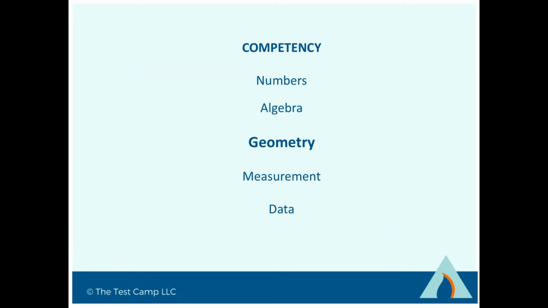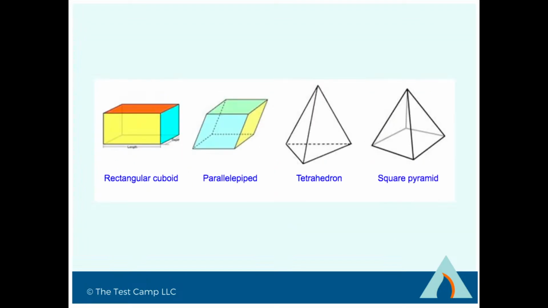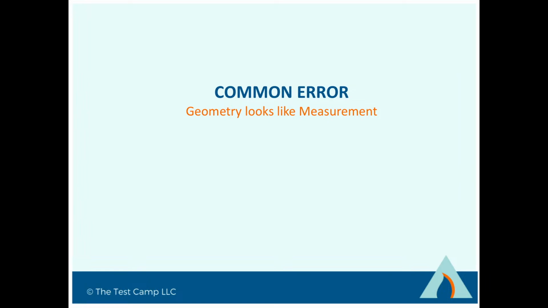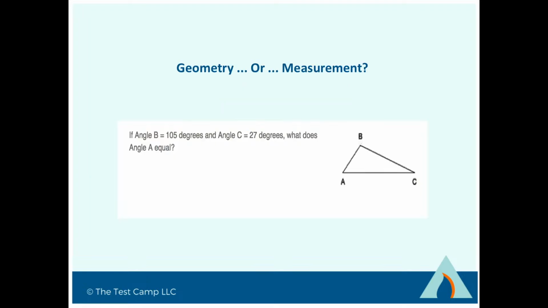The third competency is geometry, which, as you know, can be thought of as shapes. Here are some examples of two-dimensional shapes. Cubes and pyramids are examples of three-dimensional shapes. A common error when trying to identify geometry questions is that sometimes geometry looks like measurement. To combat this error, ask yourself, is knowledge about the shape required to find the answer? If so, it's geometry.